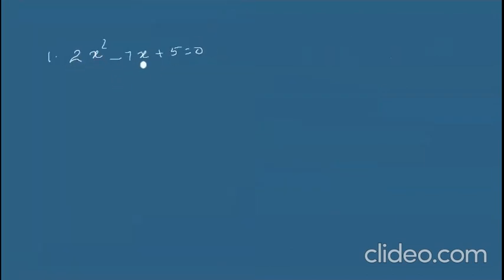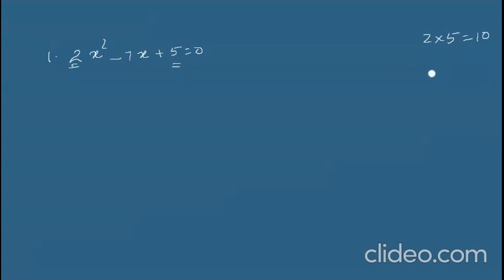2x squared minus 7x plus 5 is equal to 0. Here the coefficient of x square is 2. So in such cases, where the coefficient of x square is a number other than 1, what do you have to do? You have to multiply the coefficient of x square with the constant. Here it is 2 and 5. 2 fives are 10.